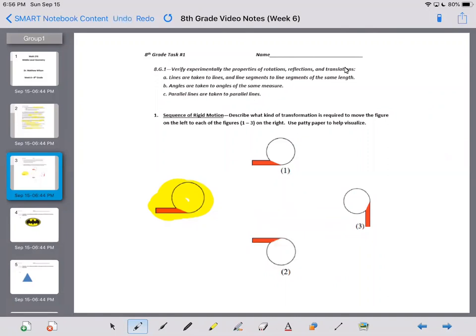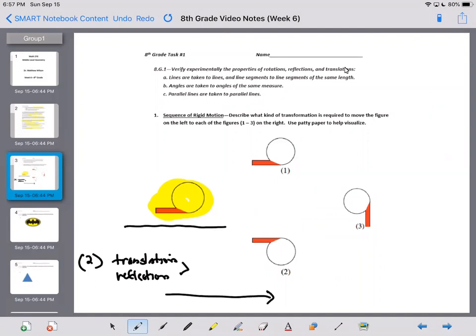All right, let me just state that. So for number 2 would be a sequence. It would be a translation and then a reflection. Now the order there doesn't quite matter because I could have reflected it over that line and then slide that into position on number 2. So you'll notice that some of your sequences, the order will not necessarily matter. You could get there in 2 different ways.